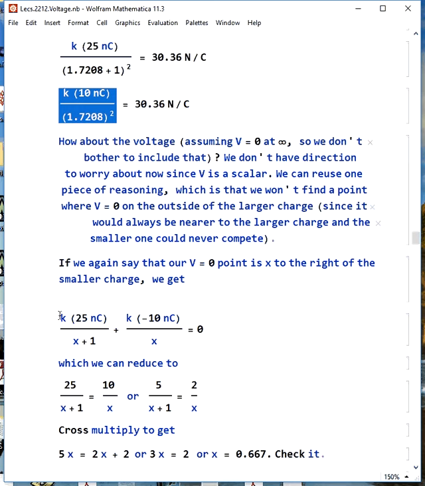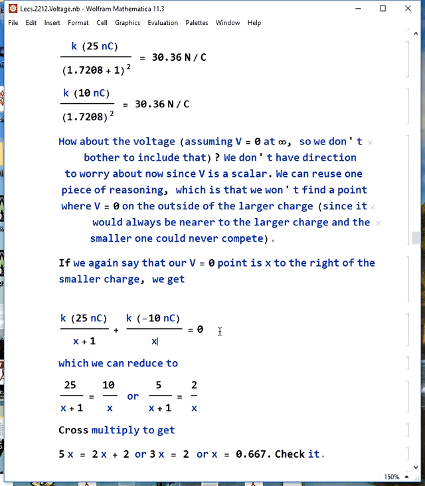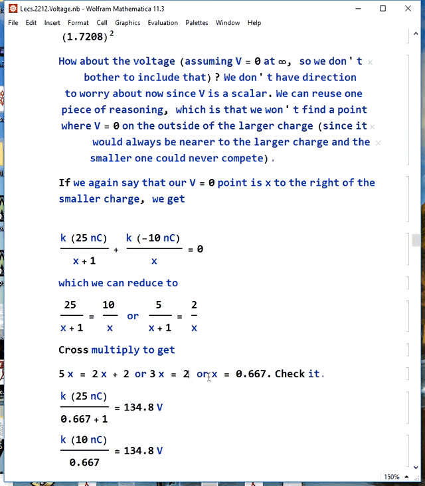Now what we're saying is kq over r, which is voltage: k times the positive charge over x plus 1, plus k times the negative charge over x, has to equal 0. We do a little cancellation, a little math, we get this, and we can cross multiply to get x equals 0.667 meters. Check the math. If it's 0.667 meters to the negative 10 nanocoulomb charge, it's 1.667 to the 25 nanocoulomb charge.